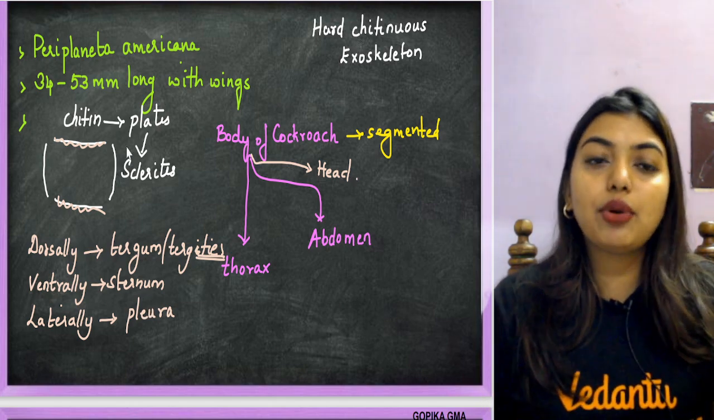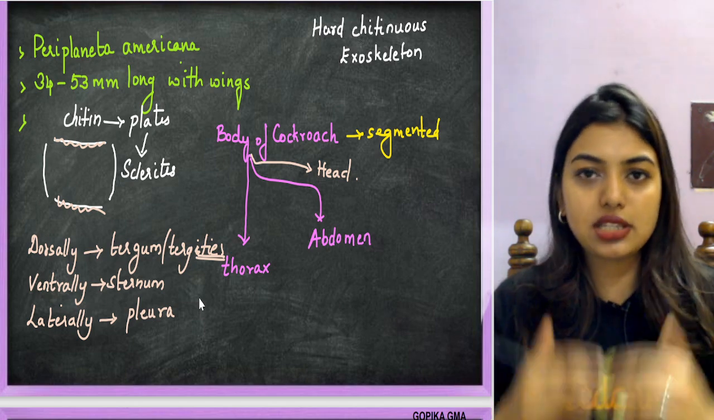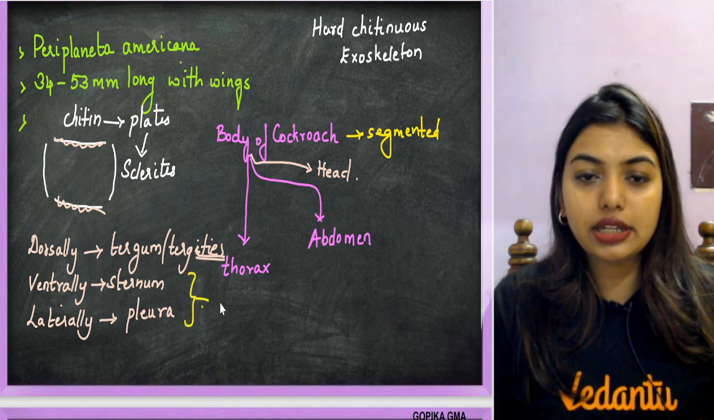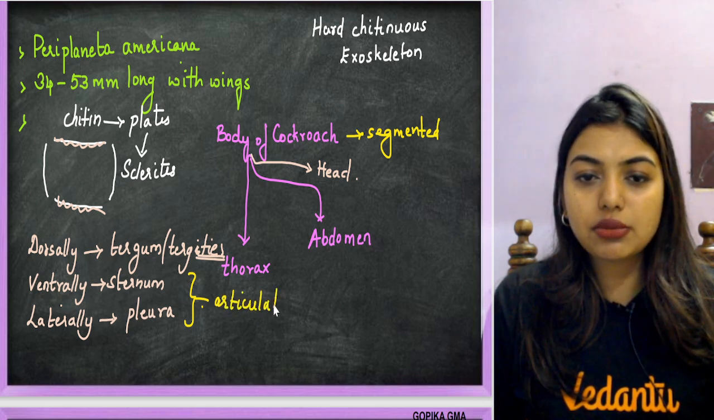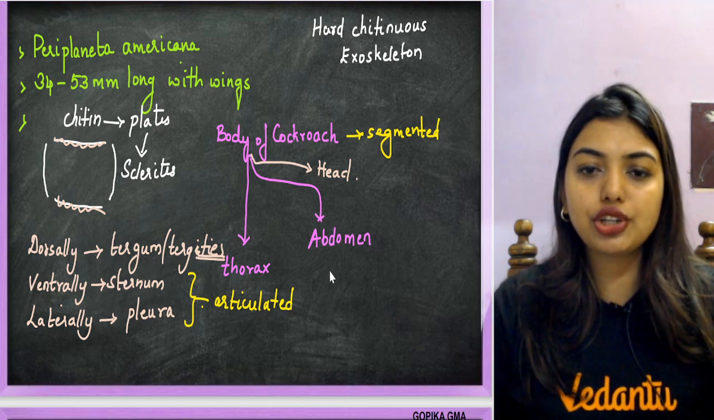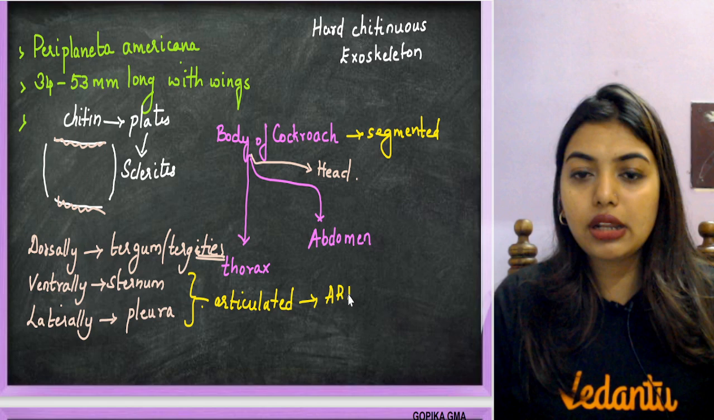Now very important thing is, these three pieces cannot be just left like that. So these three pieces are articulated. Articulated means, students, joined together. Always remember in science, if you see the word articulated, that means they are bound together or joined together with a membrane called the arthrodial membrane.